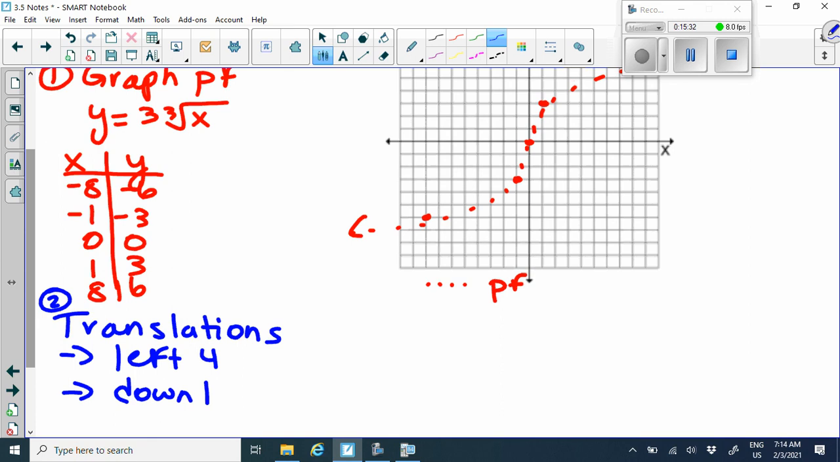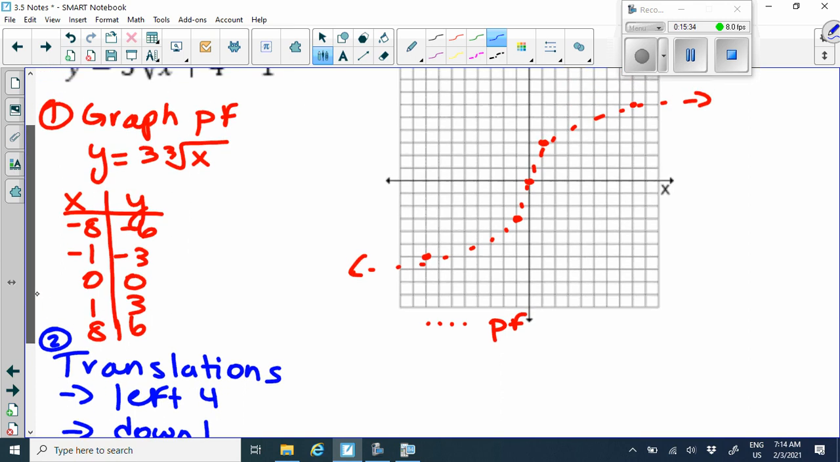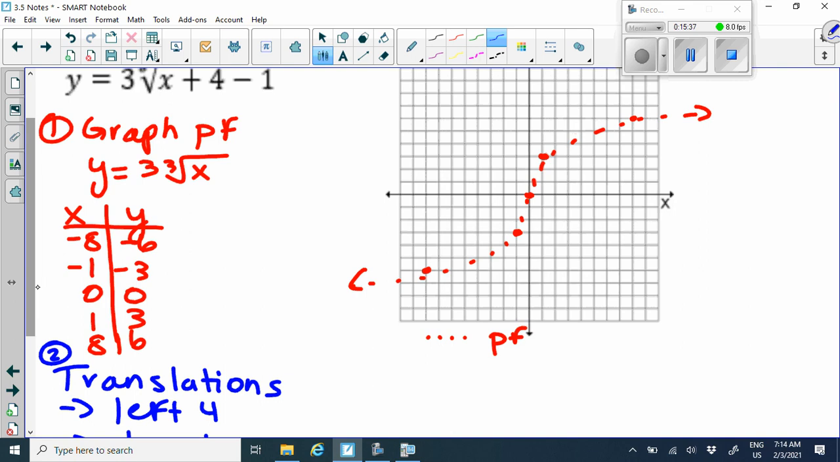So each point that I have, I'm going to go left 4, down 1. So this one is going to be kind of off the graph. That's okay. So 1, 2, 3, 4, down 1. There we go.